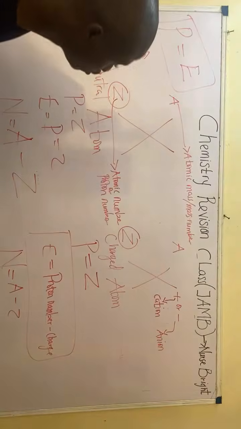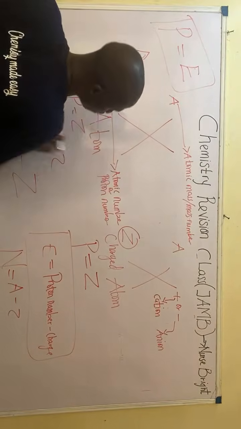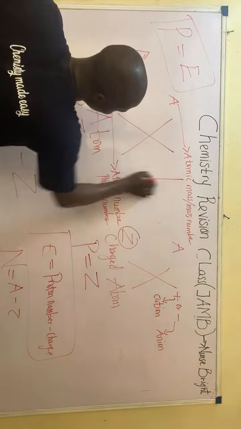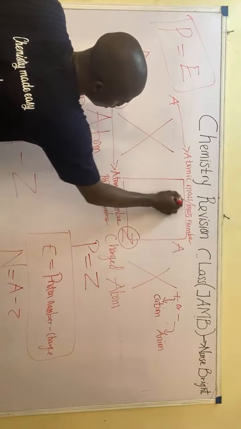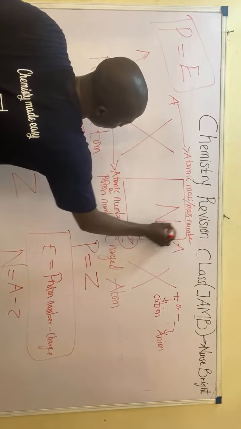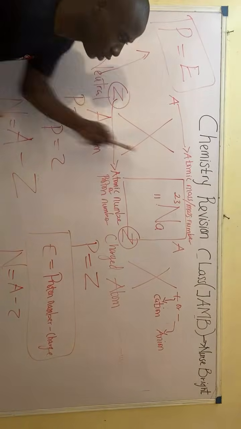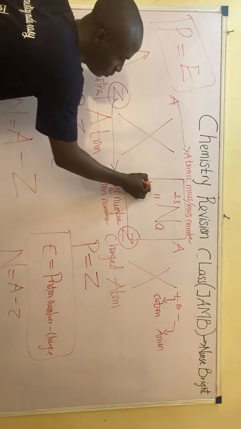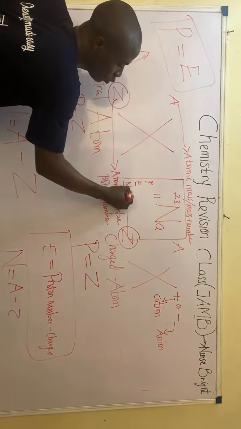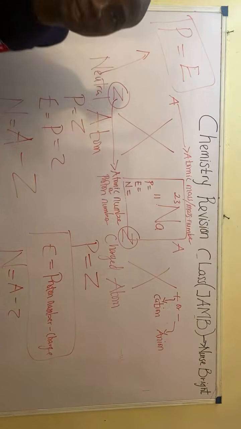Do you understand? So with all of this said, let's solve a practice question together. I want to solve it on this board. Here is sodium, Na, 23, 11. Now class, first of all, looking at this sodium, they asked us to get the proton, electron, and neutron. I don't want to wipe the board first.